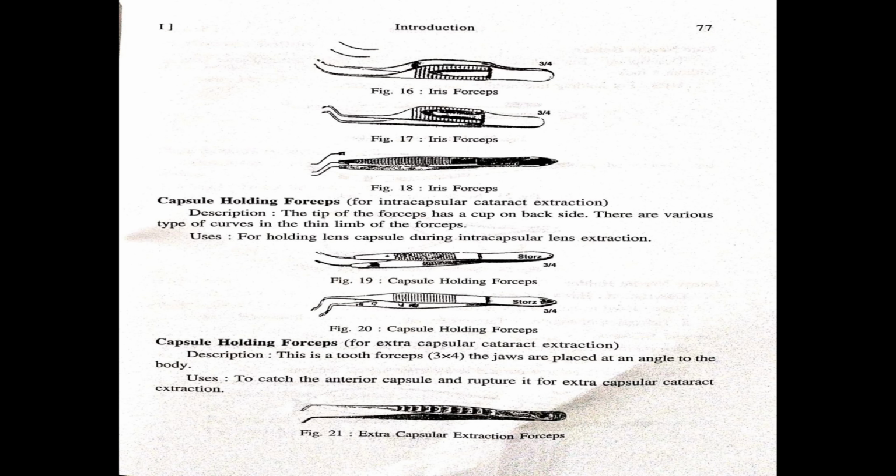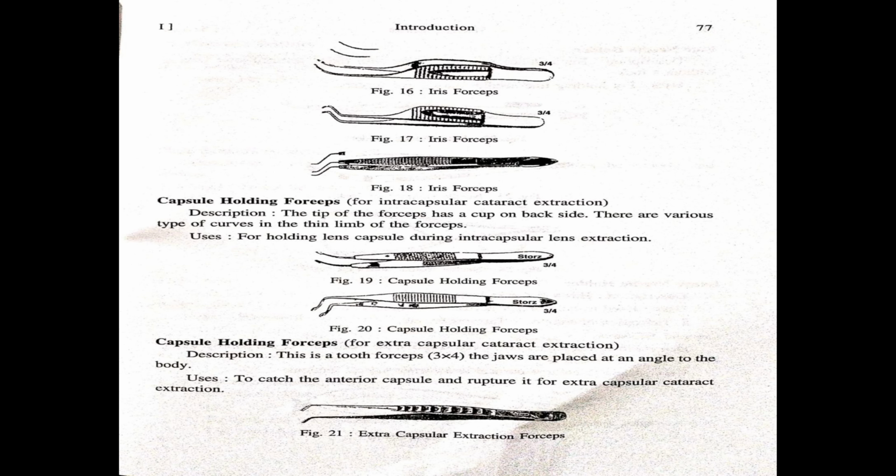Capsule holding forceps for intracapsular cataract extraction. Description: the tip of the forceps has a cup on the back side. There are various types of curves in the thin limb of the forceps. Uses: for holding the lens capsule during intracapsular lens extraction. Figure 19 and Figure 20: capsule holding forceps.